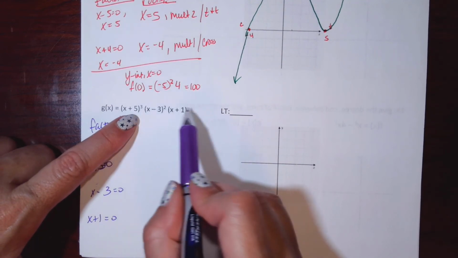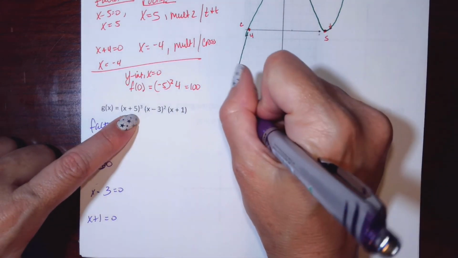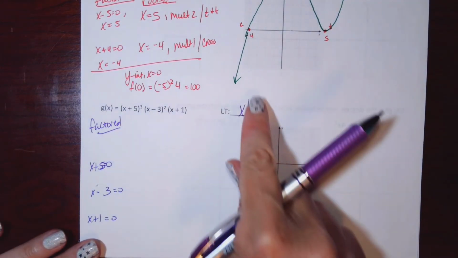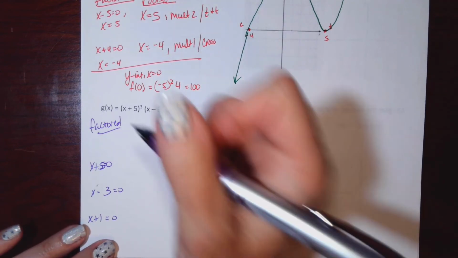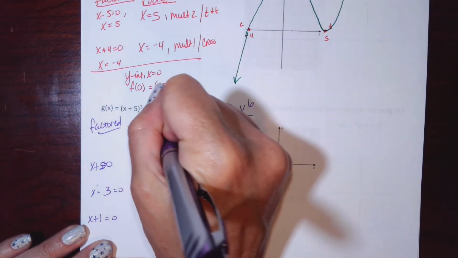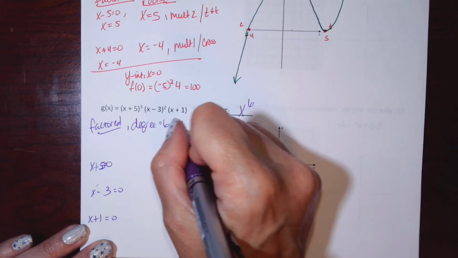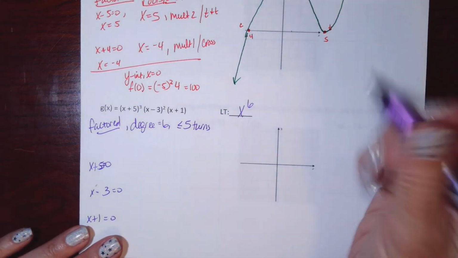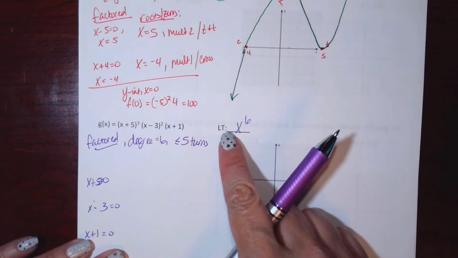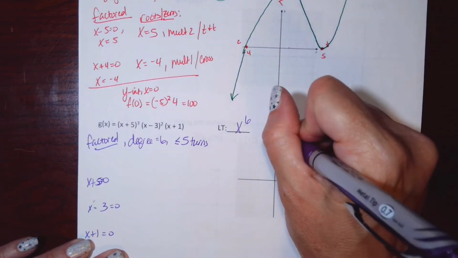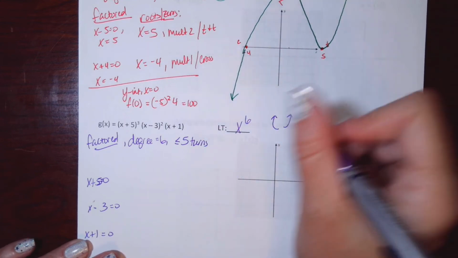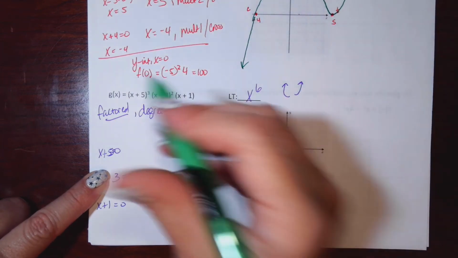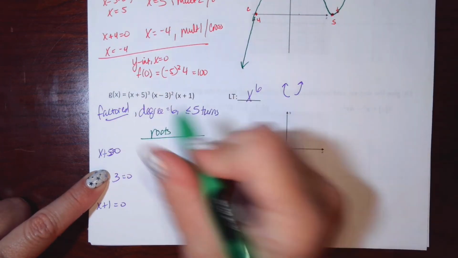Exponents, 3, 2, 1. 3 plus 2 plus 1 is x to the 6th. None of these x's have a coefficient other than 1, so that's my leading term. That gives me a degree of 6, up to 5 turns. And my end behavior, it's positive and even, so both ends are going to even out. They're both going to go up. So there's my end behavior from that leading term. Okay, my roots to put on my graph and their multiplicities.